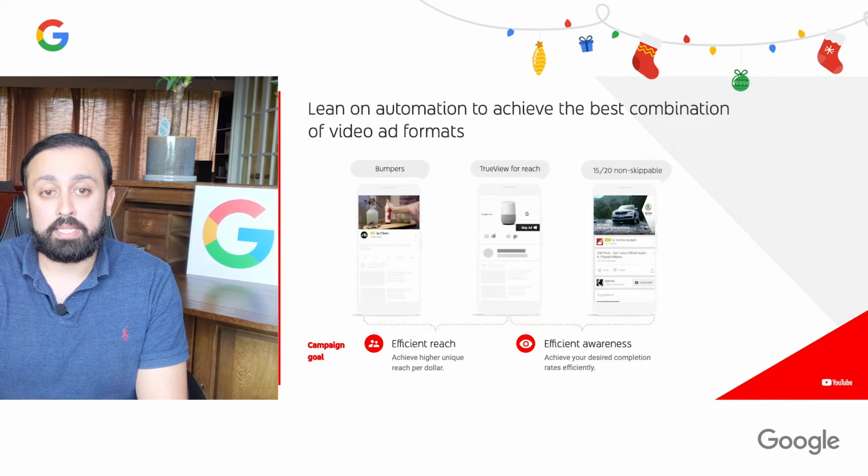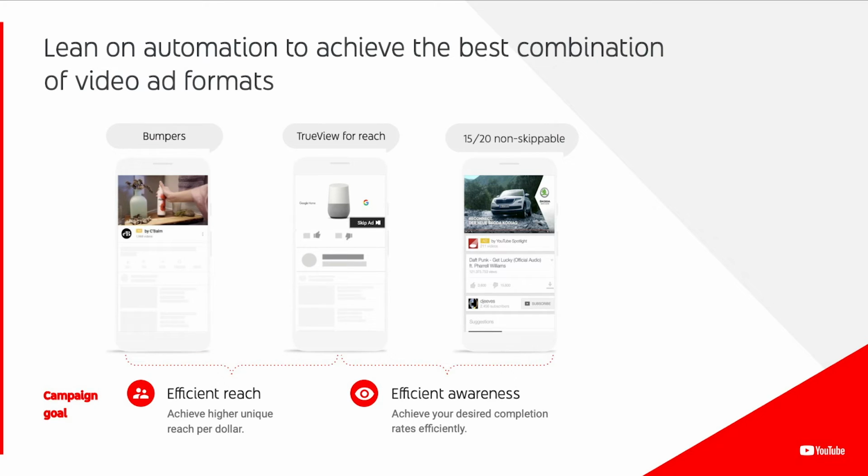We have the bumpers and the Trueview for Reach formats. And these two types of formats are actually made for efficient reach. If you are looking for an efficient way to reach as many people as possible, then our recommendation is to use the bumpers or the Trueview for Reach, or even a combination of both, to make sure that you reach a lot of people in as efficient a way as possible.